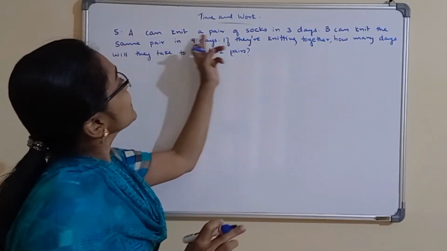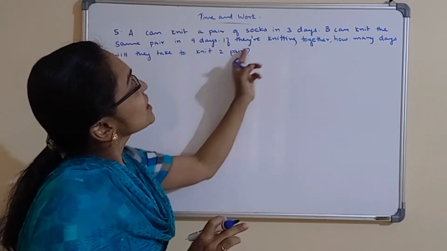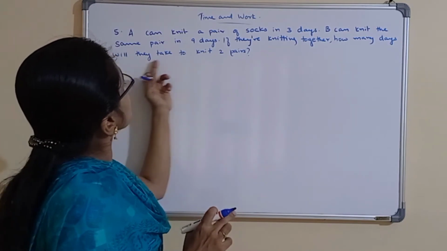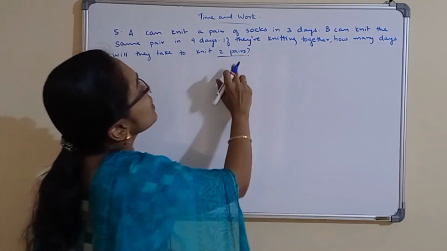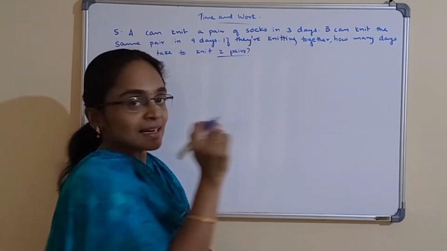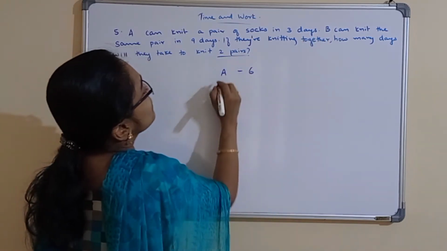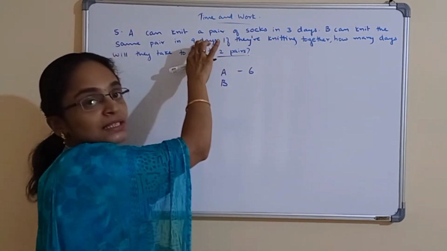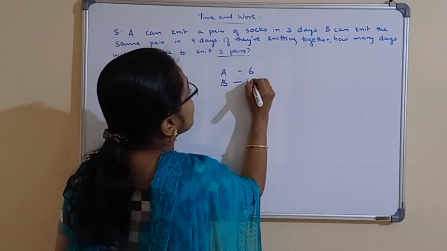Next one, A can knit a pair of socks in 3 days. B can knit the same pair in 9 days. If they are knitting together, how many days will they take to knit 2 pairs? Okay, so one pair A will knit in 3 days. So 2 pairs A will knit in 6 days. And B will knit one pair in 9 days. So B will knit 2 pairs in 18 days.